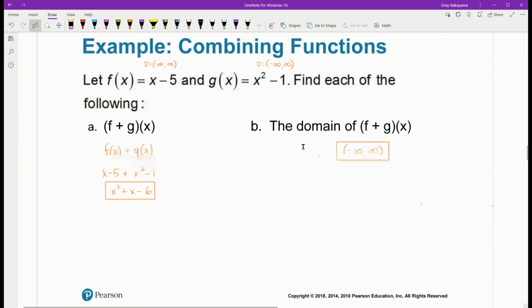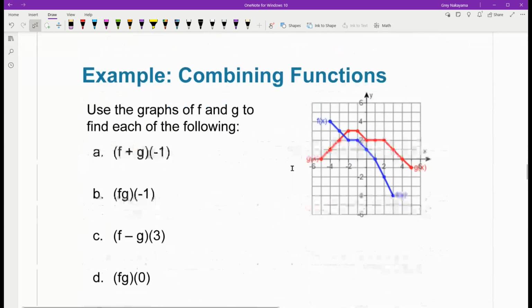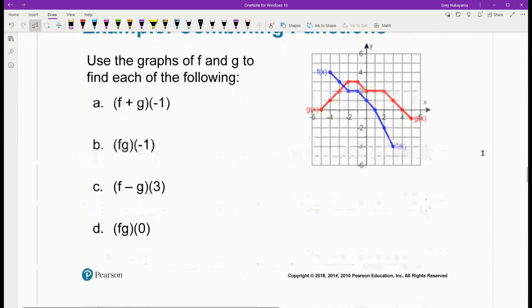Okay, that was combining algebraically. So just follow the rules, plug in appropriately, combine like terms, or simplify if needed. What if it's a picture? Okay, so some people get stumped by this, but y'all, it's a lot easier than you think.